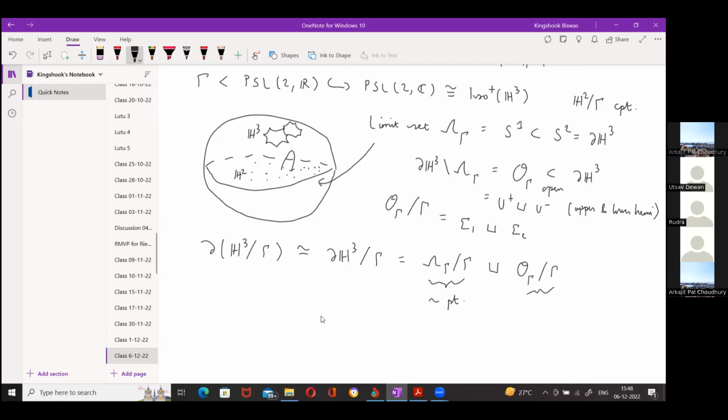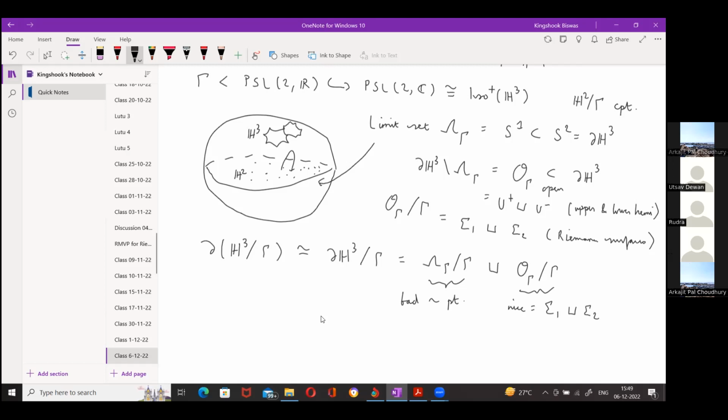But this part is nice. This is bad, this is like a point. This part is nice. This is a union of two Riemann surfaces. Okay, so in this case, the boundary of this locally symmetric space H3 mod gamma becomes a union of two Riemann surfaces. So there you can talk about continuous functions on the boundary and so on.